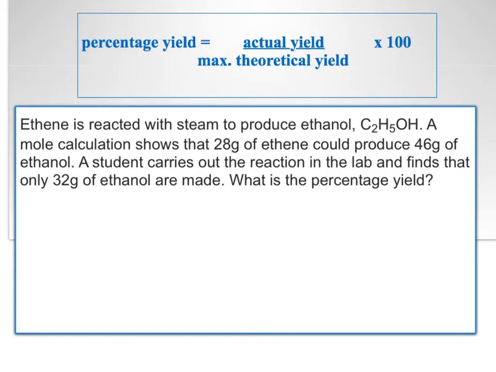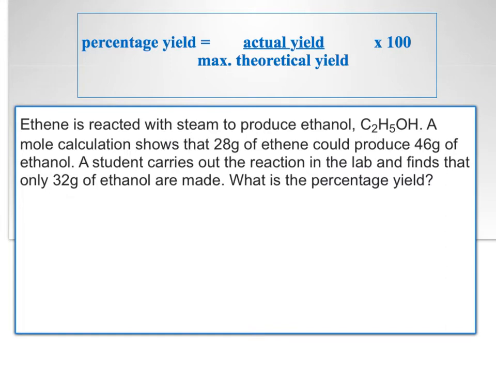Let's have a look at an example together. In this question, ethene has reacted with steam to produce ethanol, C2H5OH. A mole calculation shows us that 28 grams of ethene could produce 46 grams of ethanol. A student carries out the reaction in the lab and finds that only 32 grams of ethanol are made. We need to find out what the percentage yield is.